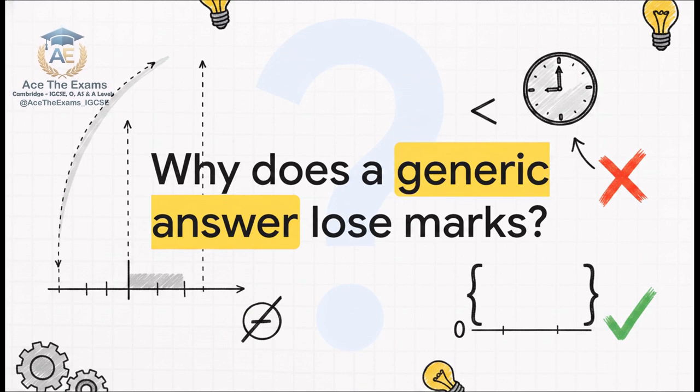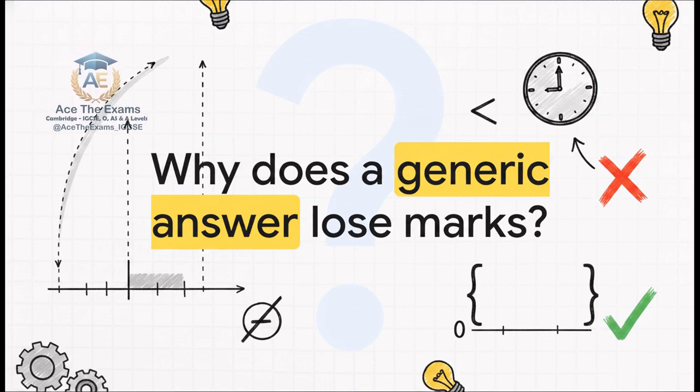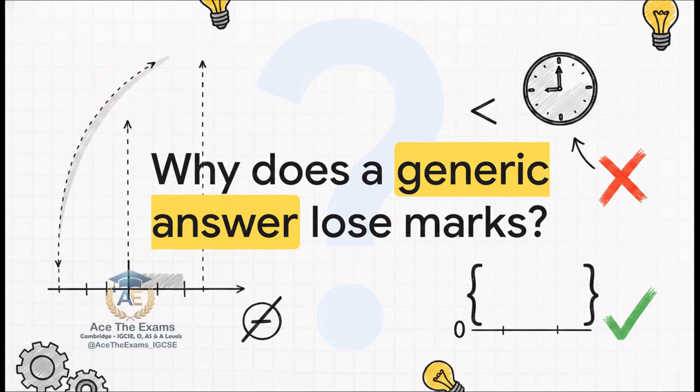The fatal flaw here is that they provided a generic, robotic mathematical answer that completely ignored the physical context of the question. You can't have negative time. Time cannot be a negative value in this physical scenario. So the actual perfect examiner-approved answer must be 0 is less than or equal to t, which is less than 5. You always have to extract the core trend from the specific context you are given.